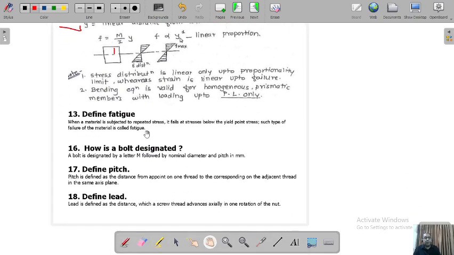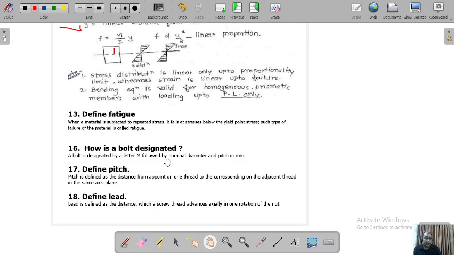Fatigue: when a material is subjected to repeated stresses, it fails at stresses below the yield point stress. Such type of failure is called fatigue failure. Basically the stresses are cyclic or repeated stresses. It can be any component or system. The clutch and brake assembly undergoes repeated stresses. The shafts, when rotating, undergo repeated stresses, cyclic stresses. This is the definition of fatigue.